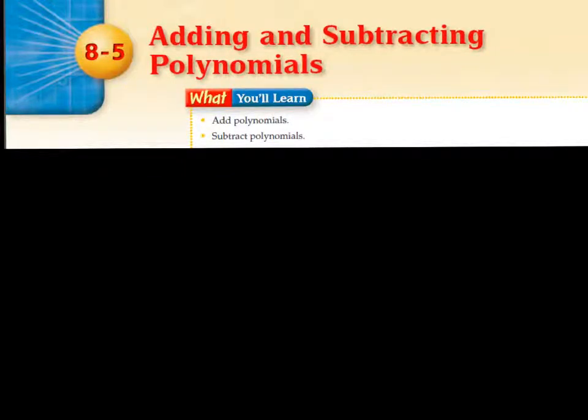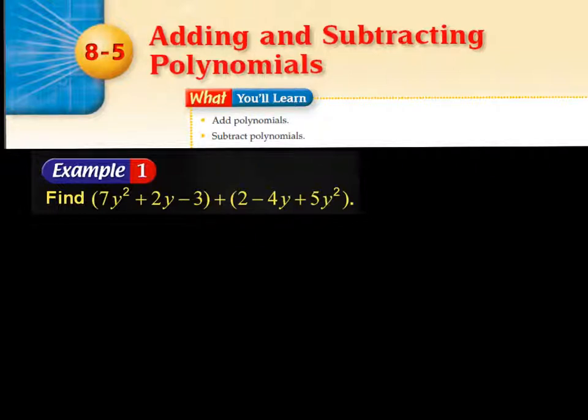The topic for this lesson is adding and subtracting polynomials. You'll learn how to add polynomials and subtract polynomials. Now, to add two polynomials, we could either look at it in a horizontal fashion or a vertical. I'm going to show you the horizontal first.